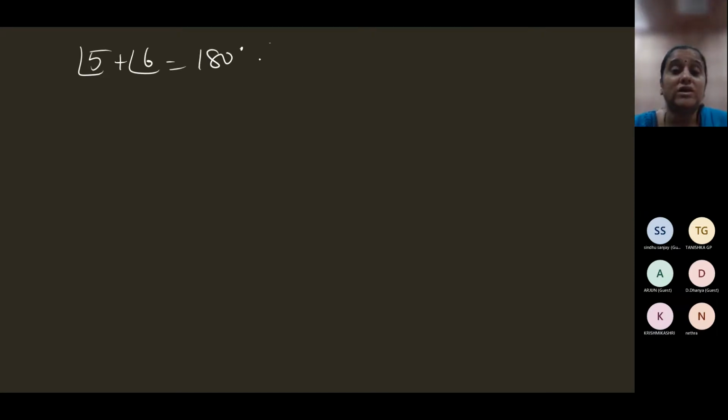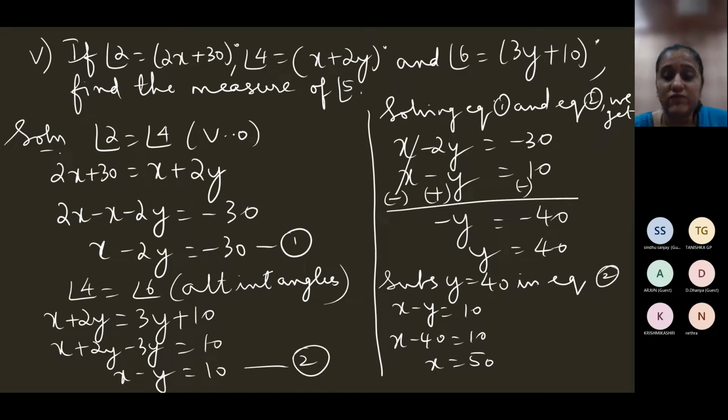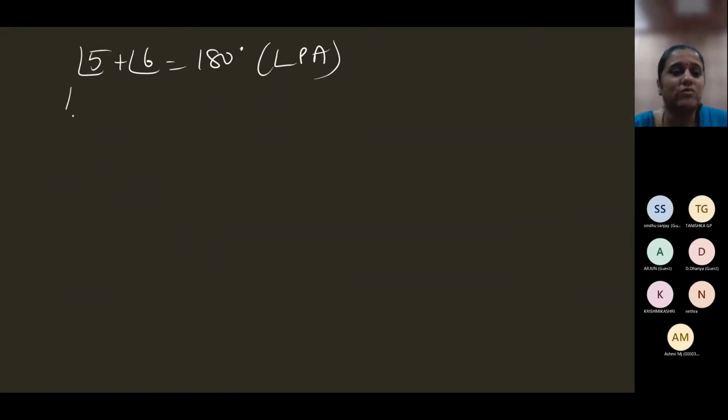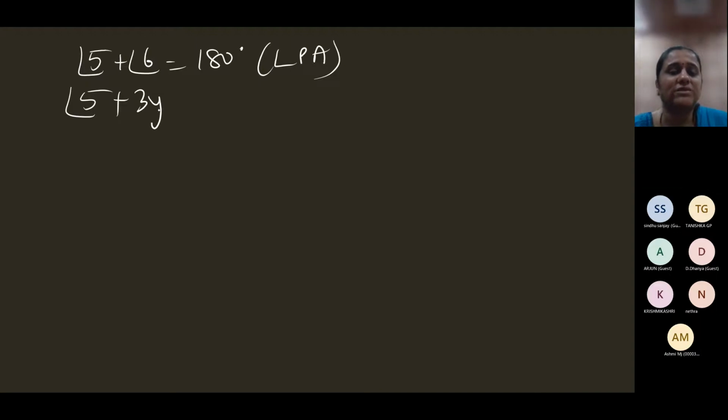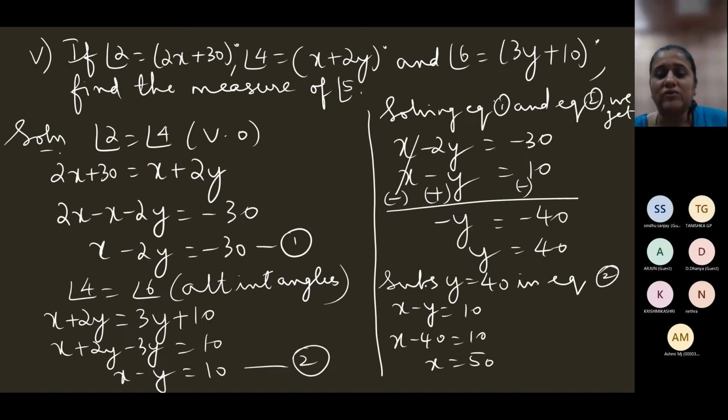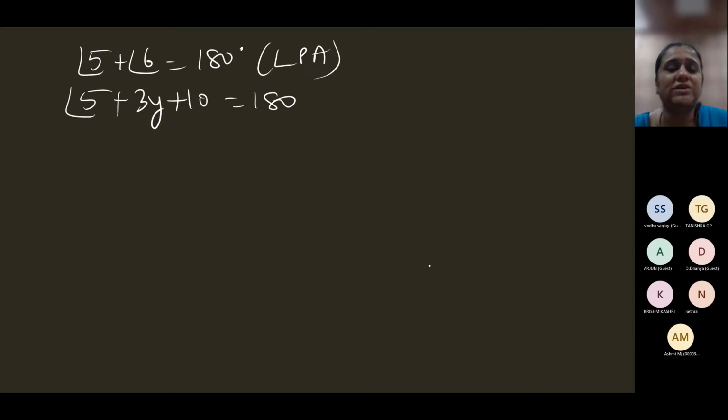Linear pair axiom. So what is 5? 5 is what we have to find. What is 6? 6 is 3y plus 10. So that means you don't even have to find x. 3y plus 10 is equal to 180. You don't even have to find x, children, because with y itself, we don't need the value of x at all. Okay, so y is 40.